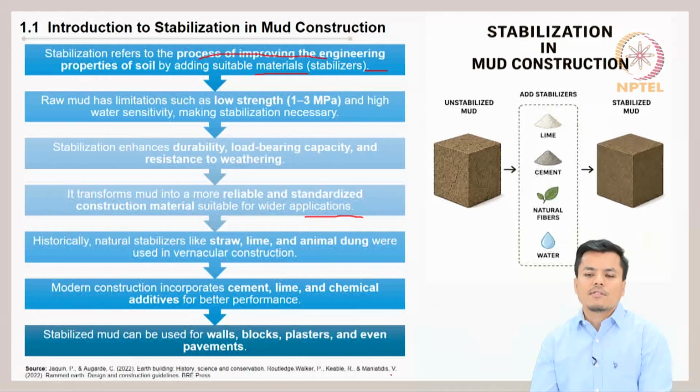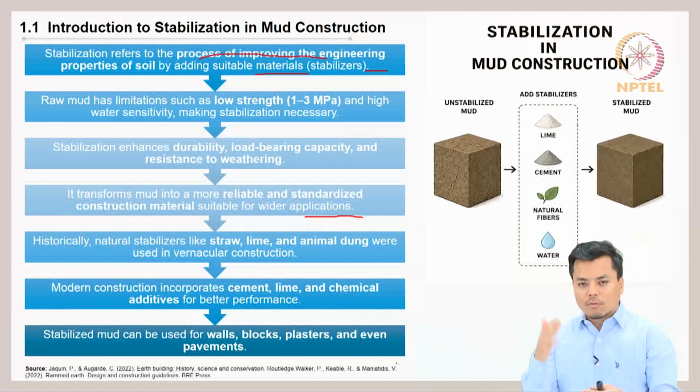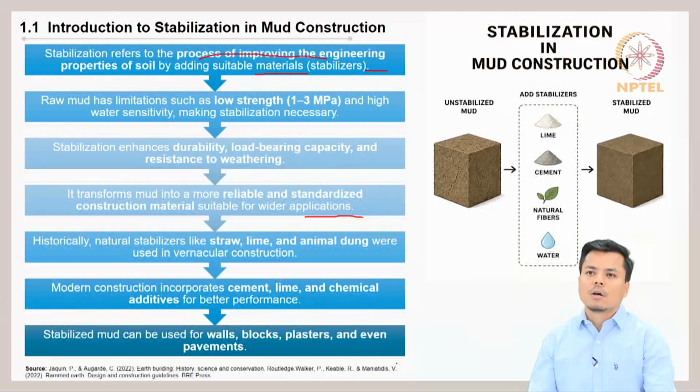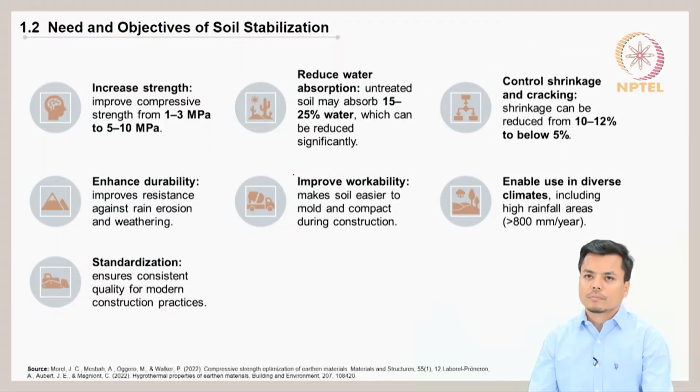And then stabilized mud can also be used for walls, that is, if you are constructing load bearing walls, you can use it for masonry, or even for constructing blocks, and plasters, that is the daub that is applied on wattle or on the wall surface of the construction, and even on the pavement also. So these are some materials that have been used for different purposes in earth based construction.